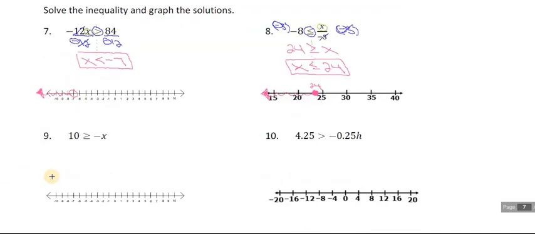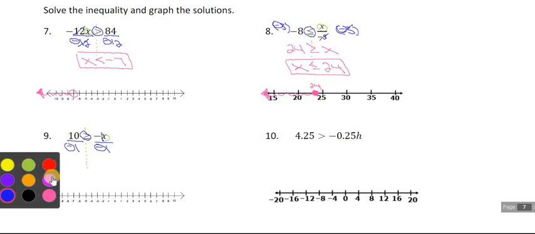In number 9, dotted line through our inequality. Circle our variable. This is like having a negative 1 times x. So to undo that multiplying by negative 1, we're going to divide both sides by negative 1. So we divided both sides by negative 1, so we've got to flip that inequality symbol.